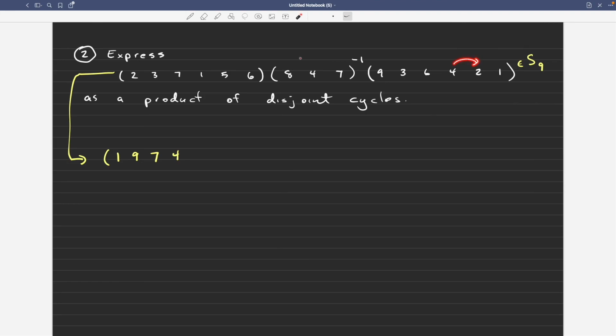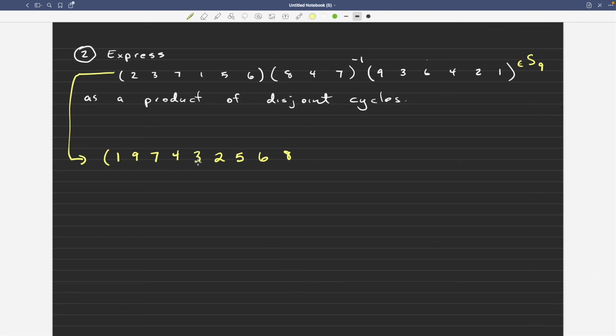Okay, now how about 4? 4 goes to 2, 2 stays put, and then 2 goes to 3. So 4 goes to 3. 3 goes to 6, 6 stays put, 6 maps to 2. So 3 goes to 2. 2 goes to 1, 1 stays put, 1 goes to 5. So we get 2 goes to 5. Maybe we'll just get one big cycle. I don't know. I've already used 7 elements here. Okay, 5 doesn't go anywhere. 5 goes to 6. 6 goes to 4. 4 goes to 8, and then 8 stays put. So 6 maps to 8.